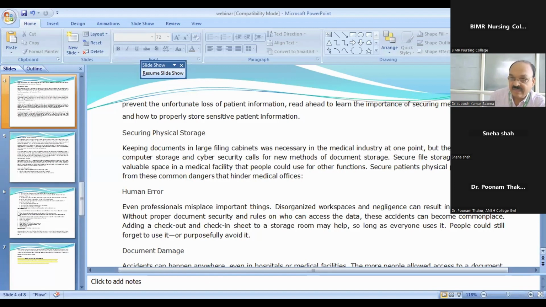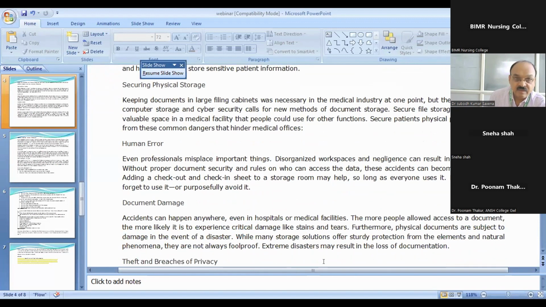Another important aspect is human error. Even professionals misplace important things. A disorganized workplace and negligence can result in lost documents without proper document security and rules on who can access the data. This accident can become commonplace. Adding a checkout and check-in sheet to a storage room may help, so long as everyone uses it. People could still forget to use it or purposefully avoid it.